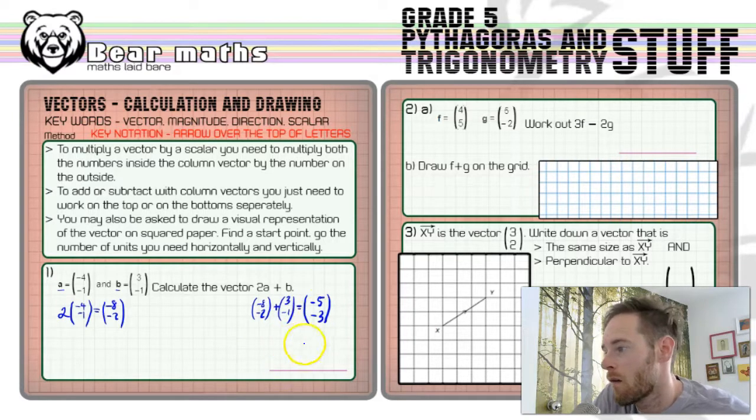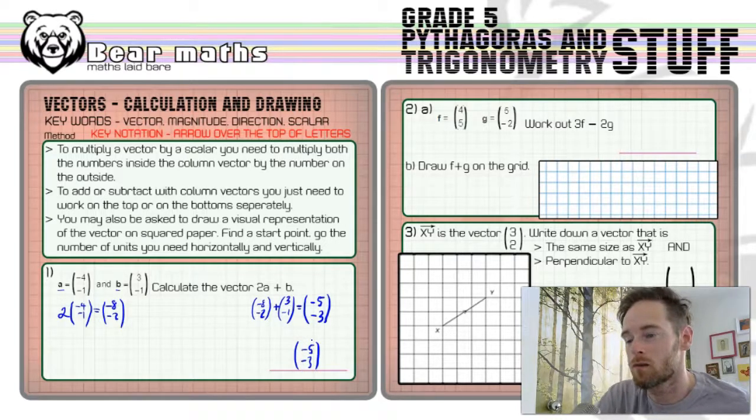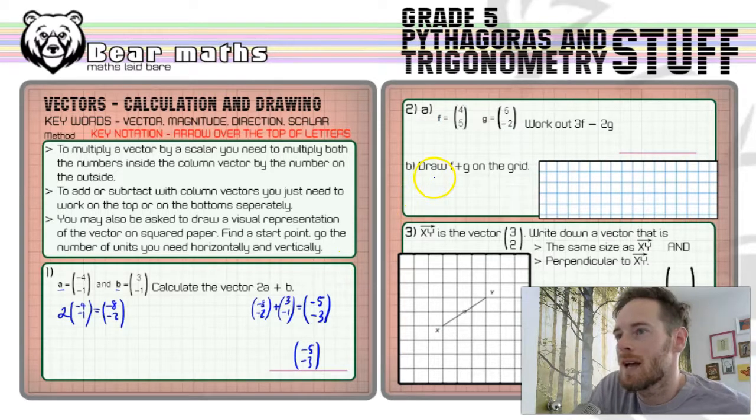Okay, so there's our final answer of the calculation of 2A plus B using those particular column vectors. All right, and it's not really that tricky. It's not one of those questions where you think that's a trick question. Now, question number 2A, we've got a bit of taking away to do.